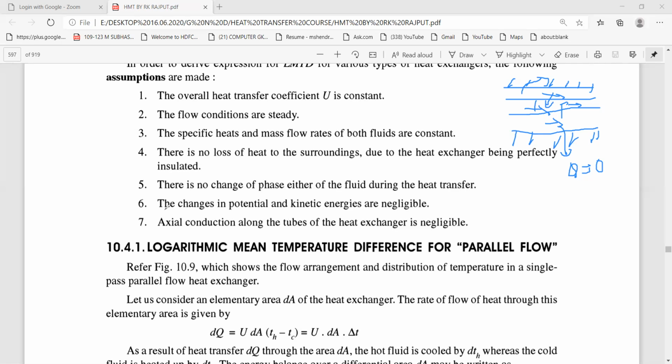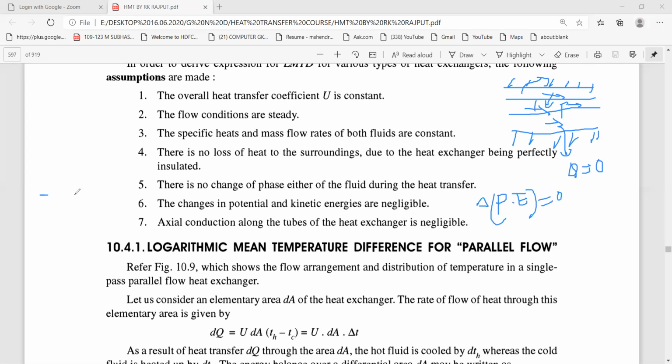Next, the changes in potential and kinetic energy are negligible. So the change in potential energy, delta PE, and the change in kinetic energy are ignored, or they are negligible. Let's say they are zero. The axial conduction along the tube of the heat exchanger is negligible. This is a very important assumption.